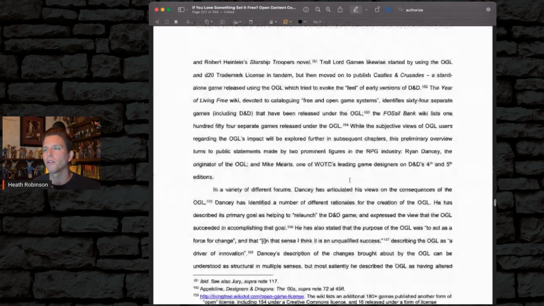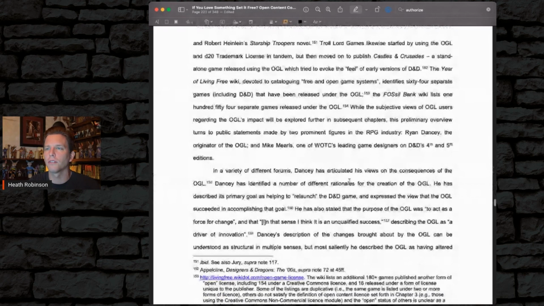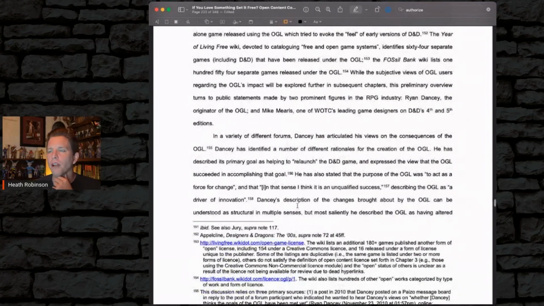Trollord Games likewise started using the OGL and D20 trademark license in tandem, but then moved on to publish Castles and Crusades, a standalone game released using the OGL, which tries to evoke the feel of early versions of D&D. The Year of Living Free wiki, devoted to cataloging free and open source RPGs, identifies 64 separate games, including D&D, that have been released under the OGL. The Fossil Bank wiki lists 154 separate games released under the OGL.